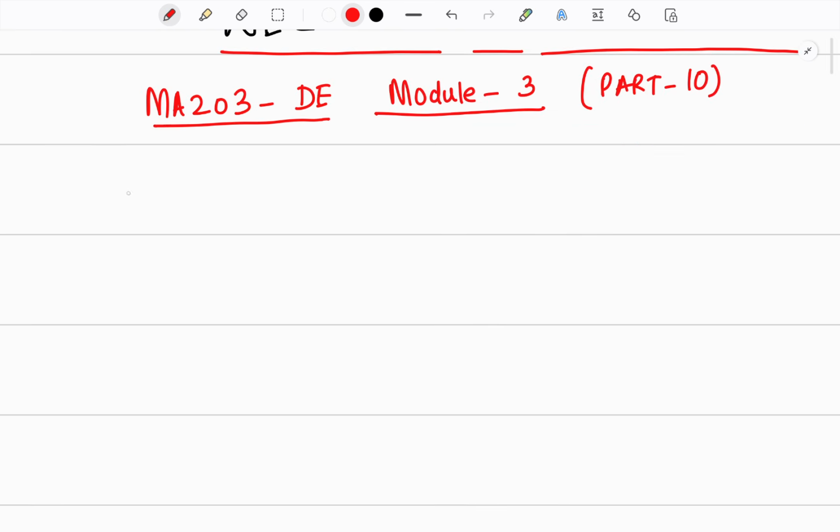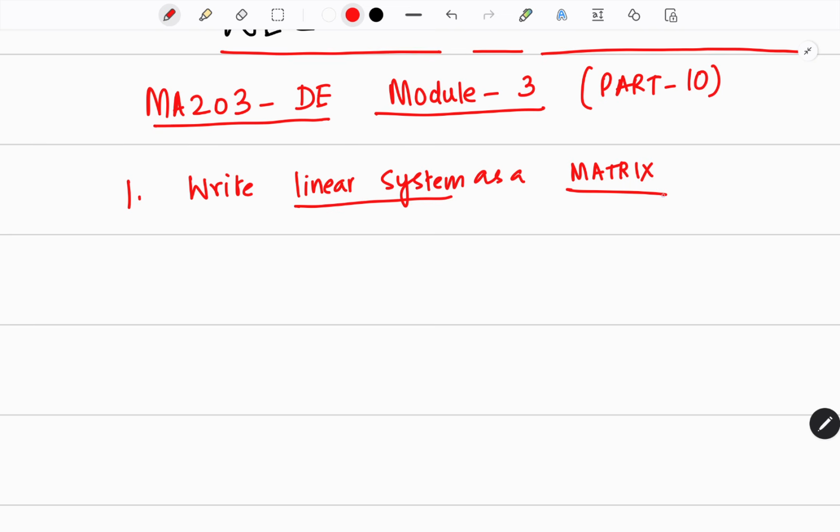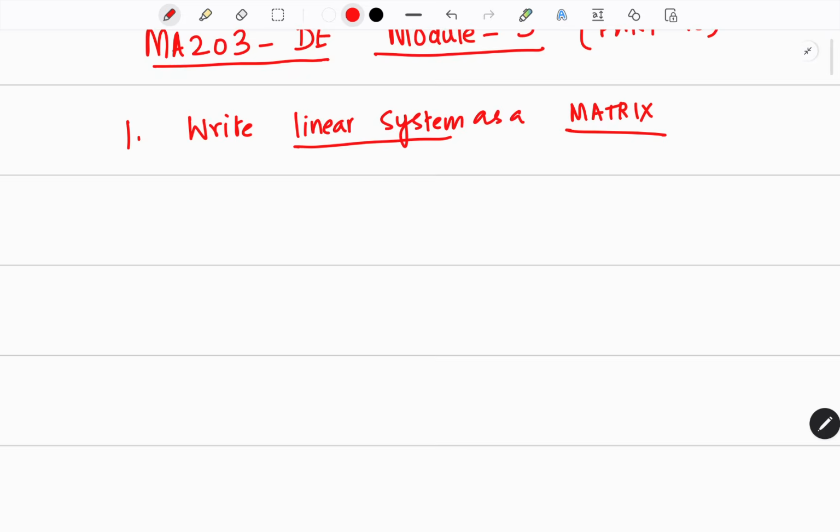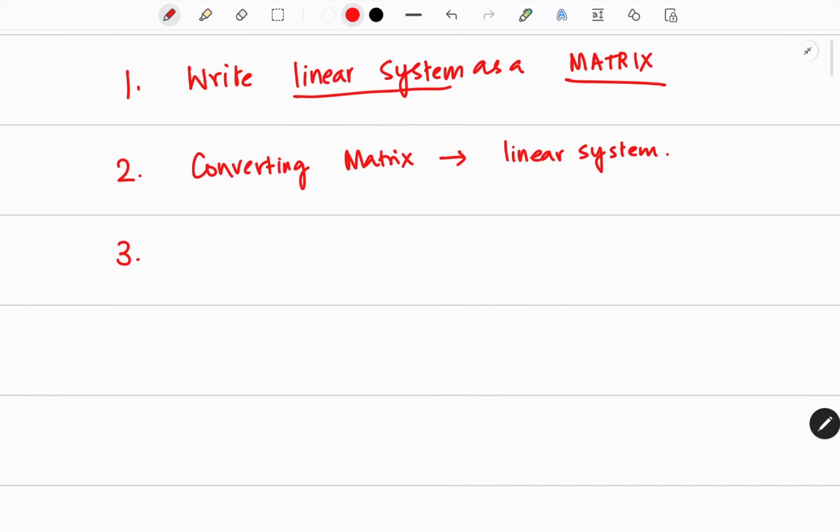Number one, first I'm going to cover how to write a linear differential equation, or you can say a linear system, as a matrix. So some system of equations will be given and you're going to write it in the matrix model. The second type of problem is converting a matrix into a linear system.